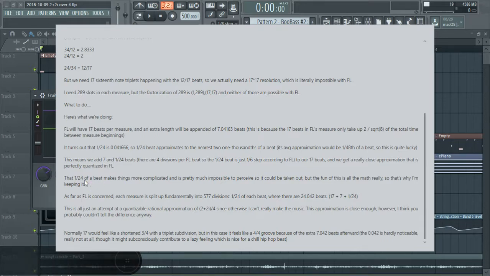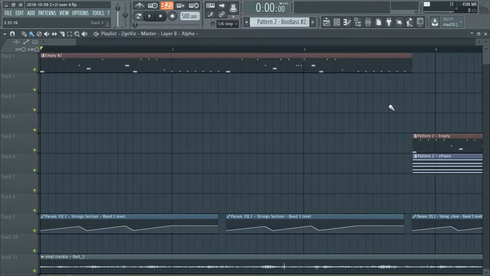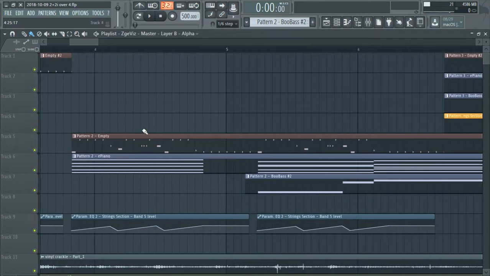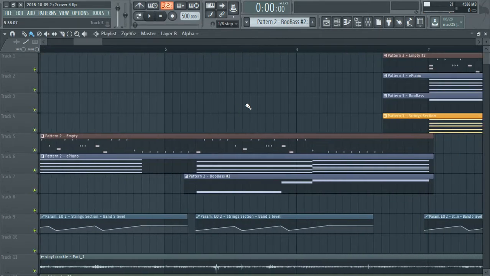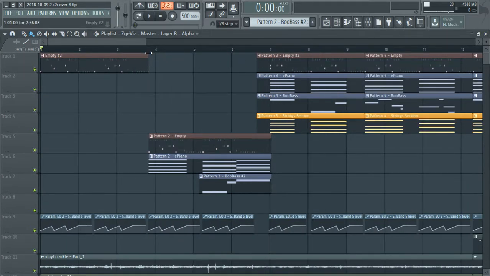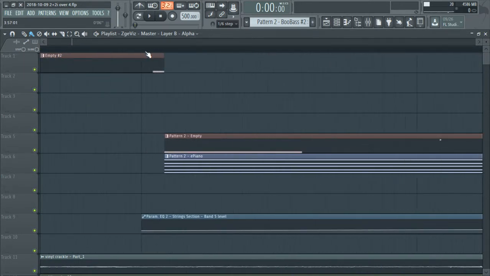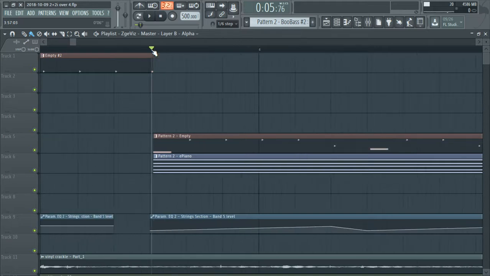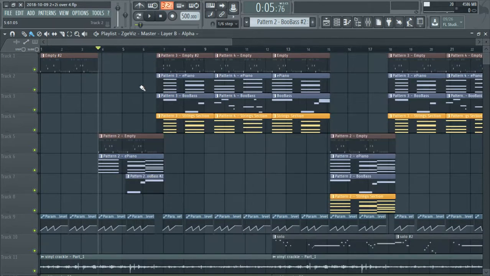So this means we add 7 and 1/24th beats. There, yeah, I just talked about that. And get it perfectly quantized in FL. So here's the thing: I could have made this, like I described in the video, just 4/4, because that's a 64th note triplet. That's impossible to really comprehend. And if you heard the beat, you know it just feels like 4/4.